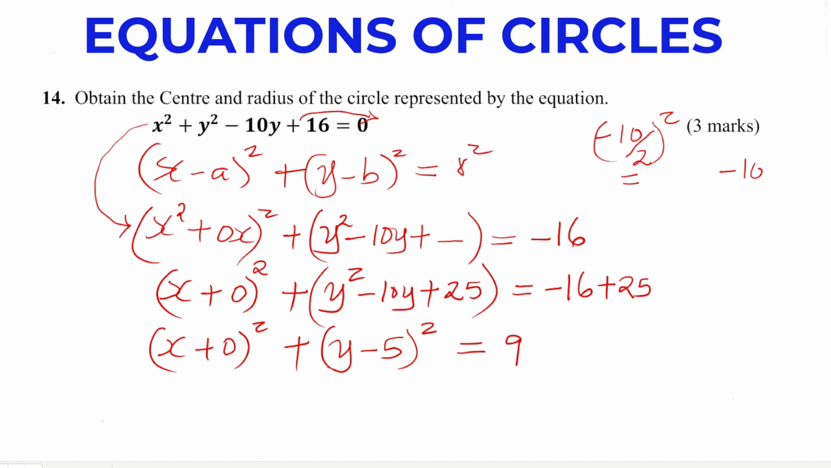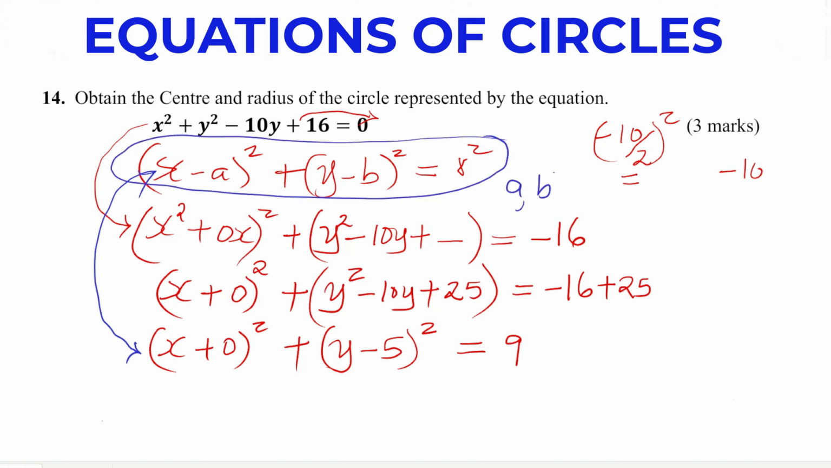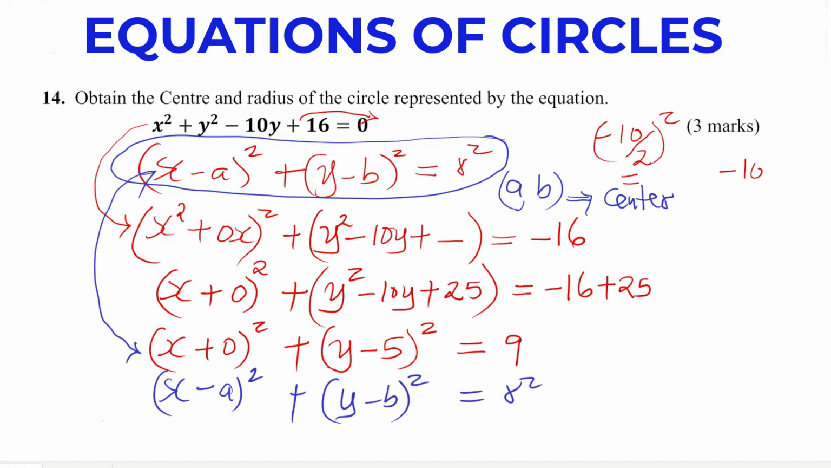We can just compare the terms and you'll be able to get the radius and the center. I forgot to say that in this equation, (a, b) is the center of the circle, and of course r is the radius. So when you compare what you have here with (x minus a) squared plus (y minus b) squared is equal to r squared.